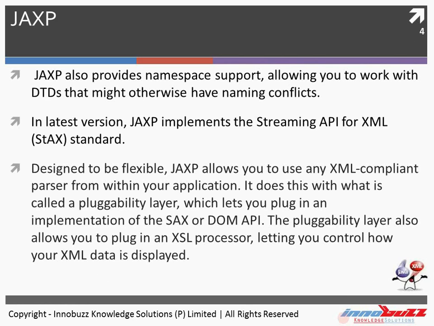Designed to be flexible, JAXP allows you to use any XML compliant parser from within your application. It does this with what is called a pluggability layer, which lets you plug in an implementation of the SAX or DOM API. The pluggability layer also allows you to plug in an XSL processor, letting you control how your XML data is displayed.